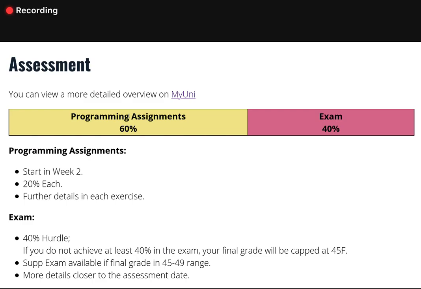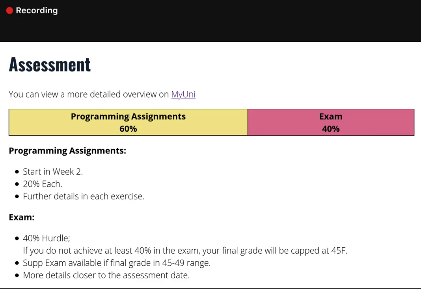All right. Basic assessment structure of this course: 3 programming assignments, each worth 20%, and then an exam worth 40%. The exam does have a hurdle requirement on it, which means that within the exam itself, you will need to score at least 40% to be able to pass the course. It doesn't mean that you will pass the course if you score 40% on the exam.